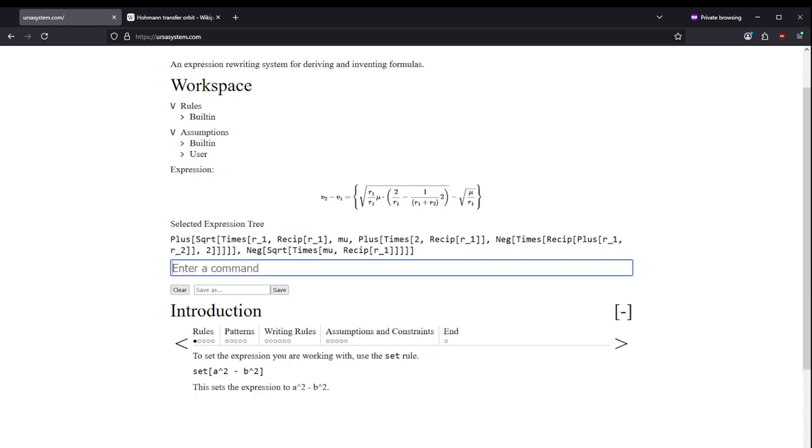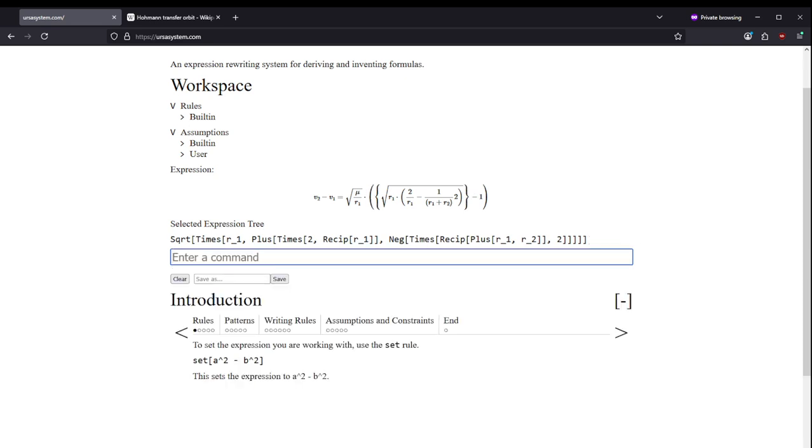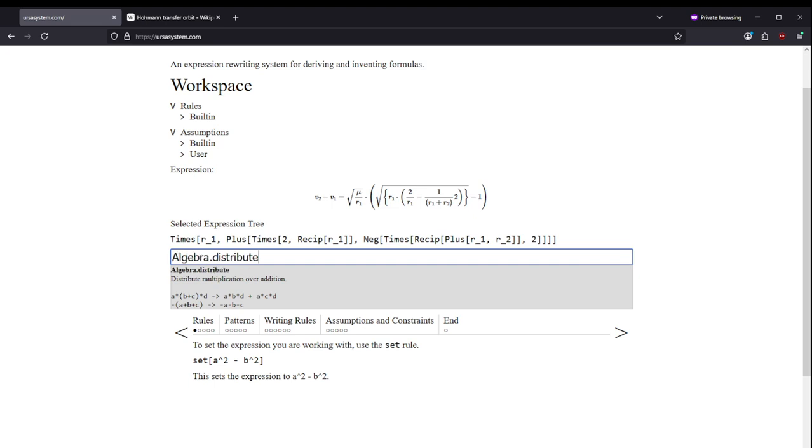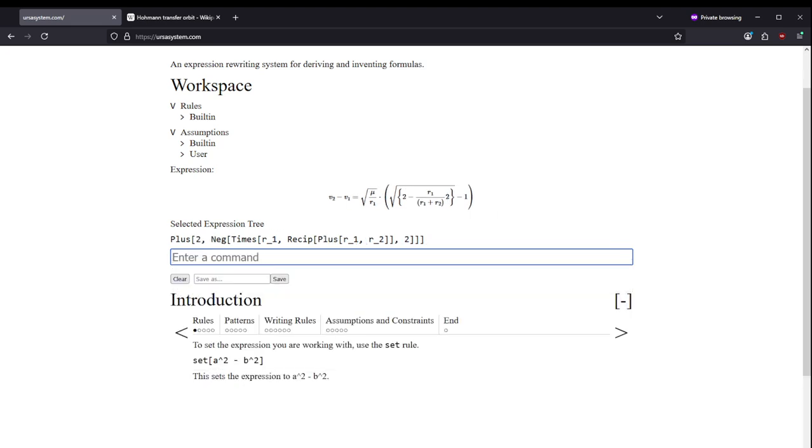So we can go back out here and say factor out a square root of mu over r1. And this just factors that out. I'm not going to go into detail here about how the factor rule works either, but it can factor square roots out of square roots. Now we're almost there. The next thing that we are going to want to do is simplify the innards of this square root a little bit. It will be useful to distribute this and then simplify, just so that it looks a little nicer.